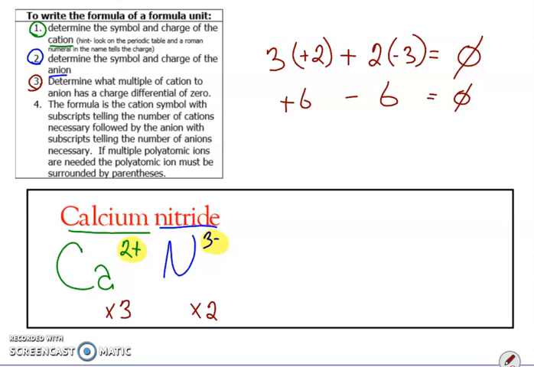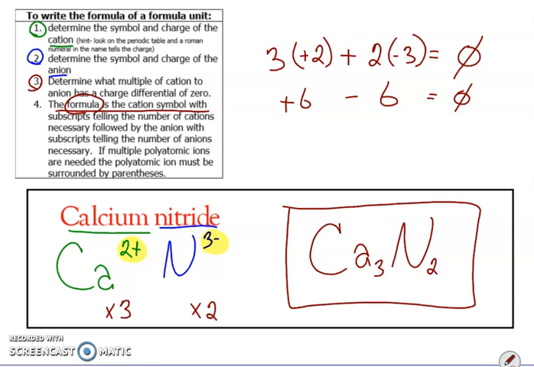So what we do is we now take the formula. The formula is simply the cation symbol with a subscript. So the Ca, and the subscript tells you how many you need, and I need 3 of them. You now follow that by the anion symbol, which is the N, followed by a subscript telling me how many of those you need, 2. So the final formula is Ca3N2. That is the formula of the calcium nitride formula unit.